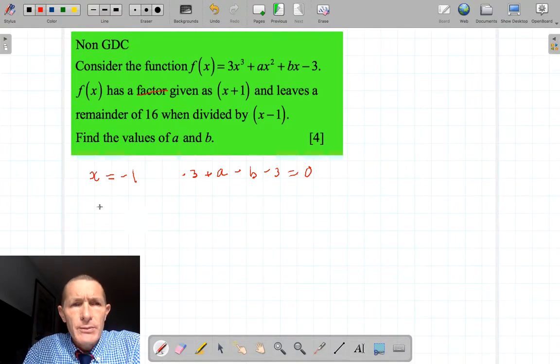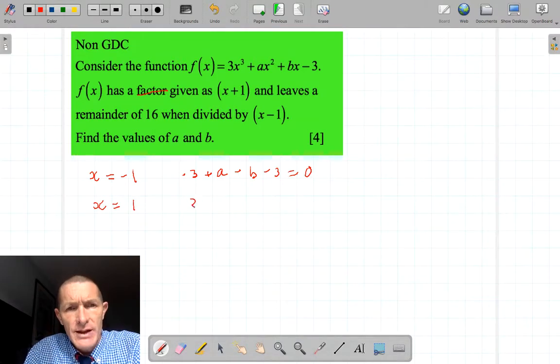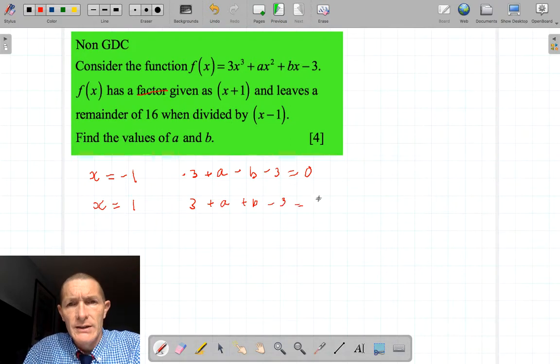Now, when I divide it by x plus 1, so if I put x plus 1 into the equation, I get 3 plus a plus b minus 3, and that answer now is 16. So I've got two different simultaneous equations. It's 16 because of the remainder.